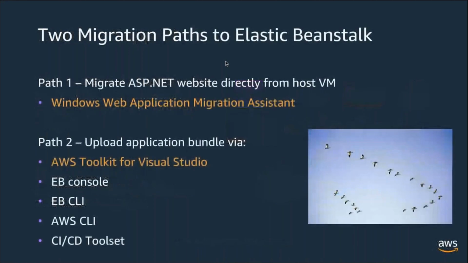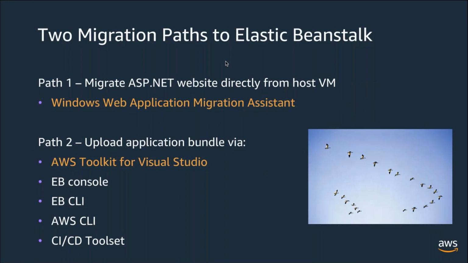So when it comes to migrating a web application to Elastic Beanstalk, and for today's discussion, specifically ASP.NET web applications, there are two migration paths. The first path is to migrate a website directly from a host virtual machine that it's currently running on. For path one, we're going to see in a demo today how to use the Windows Web Application Migration Assistant, which is a PowerShell script. The other path, if you have access to the source code, is to upload an application bundle.